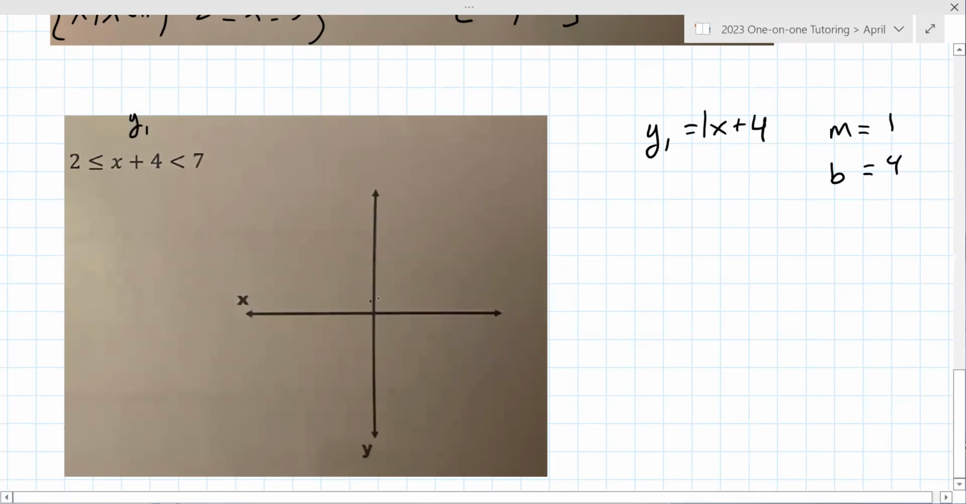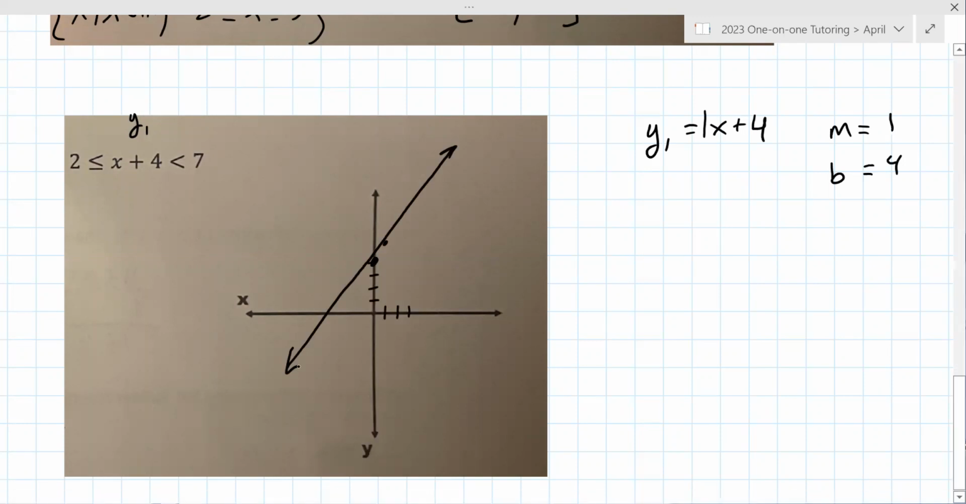Good. So if you want to, I don't know how accurate you need to be. If you need to put the little tick marks in, it depends on what the instructor wants. How accurate do you need to be? Something like that. Okay. All right, so there's your line.